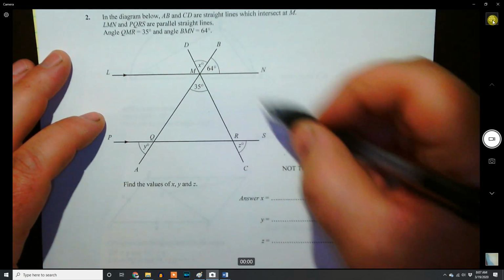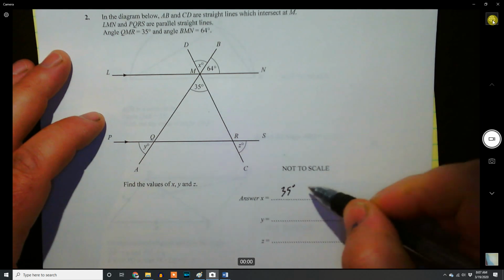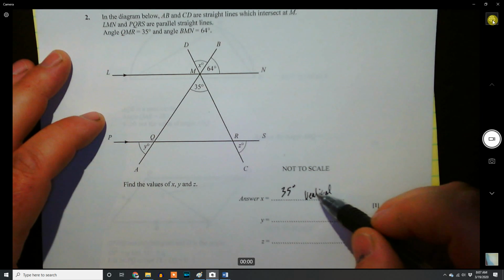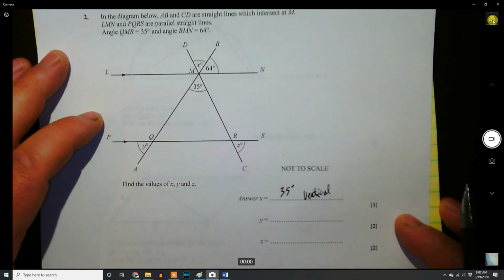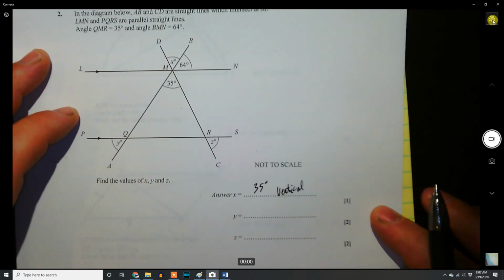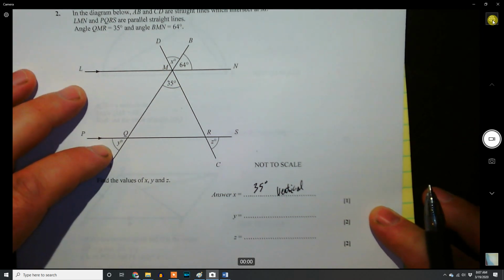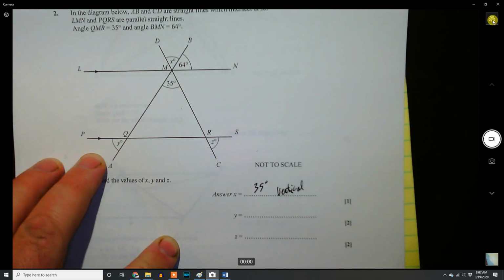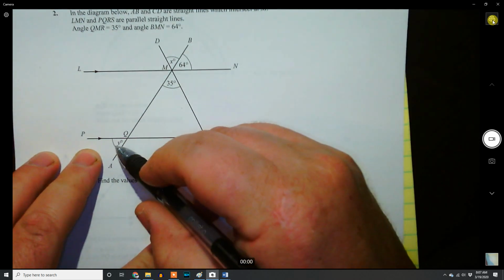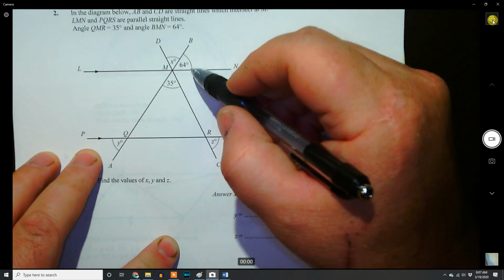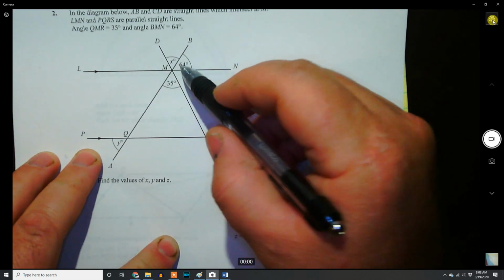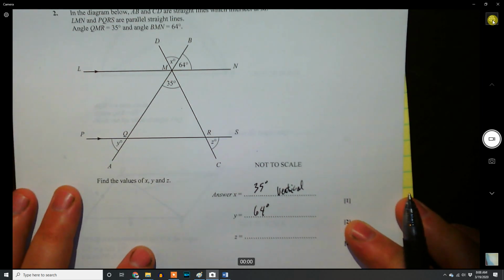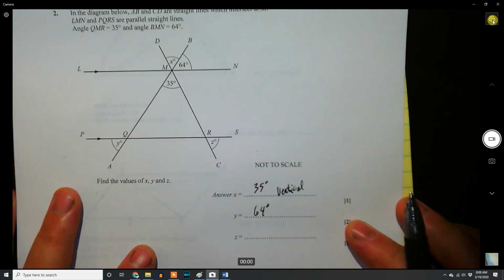So I know that X for sure is 35 degrees because it's a vertical angle. We weren't asked to justify, but if we were, that's the reason why we know that X is 35 degrees. It's vertical. Now, angle Y. Let's see. There's a couple ways we could go about this. Angle Y, you see angle Y right here and 64 degrees right here. Those are alternate exterior. So I'm going to go ahead and say that that's going to be a 64 degree angle. I think we're going to have a check for that in a minute, but we'll see.